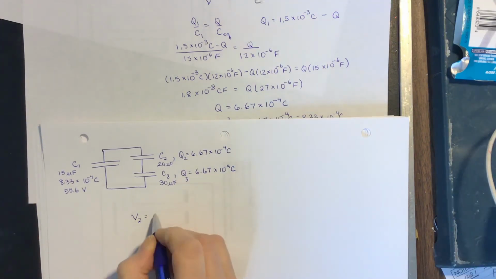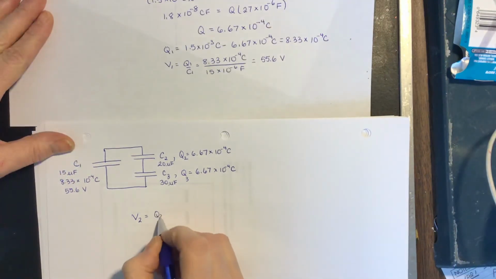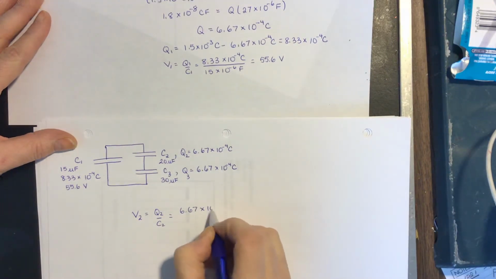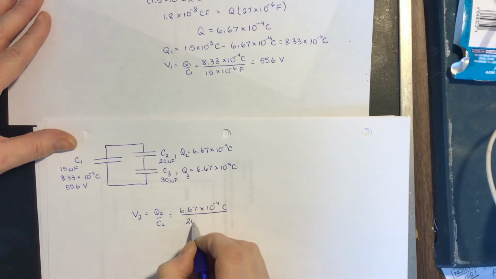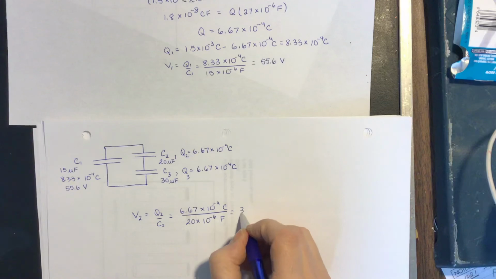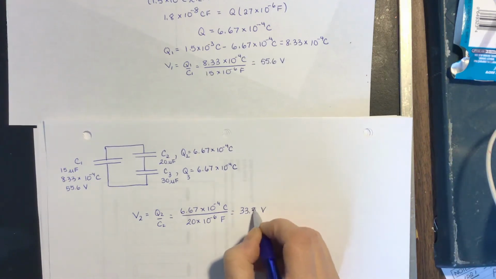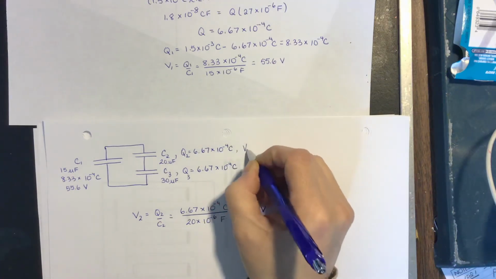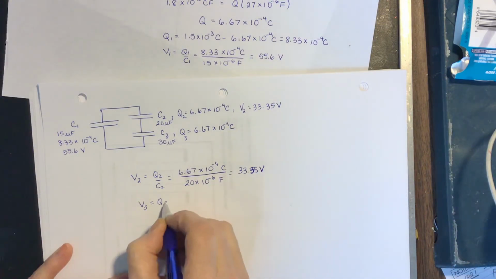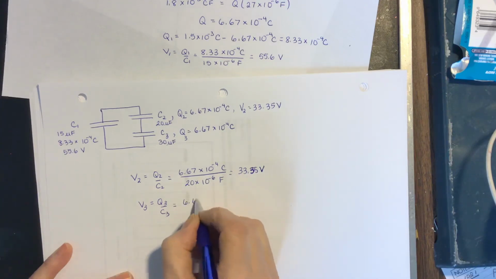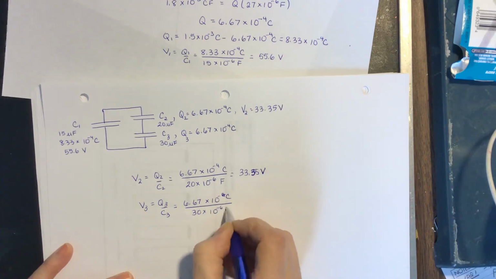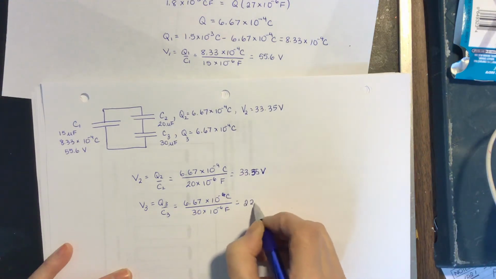So the potential across capacitor 2 is equal to Q2 divided by C2. Q2 is the charge that we just wrote down that we found in the previous step. C2 is our capacitance, 20 microfarads. Remember that micro means times 10 to the minus 6. So the potential across capacitor 2 is 33.5 volts. Oh, 33.35, sorry. And our potential across capacitor 3 we can find in the same way, Q3 over C3. And that potential turns out to be 22.23 volts.